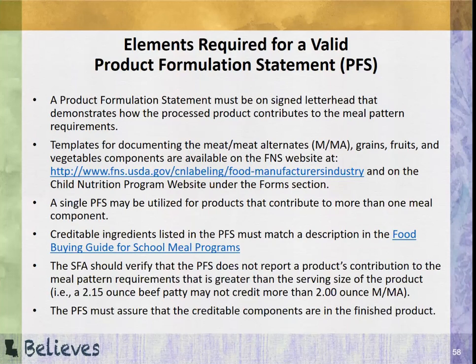Creditable ingredients listed in the product formulation statements must match a description in the food buying guide for the school meals programs. SFAs should verify that the product formulation statement does not report a product's contribution to the meal pattern requirement that is greater than the serving size of the product. So for example, a 2.15 ounce beef patty may not credit for more than 2 ounces of meat alternate, or sometimes it could be claimed as a 3-ounce credit. The product formulation statement must assure that the creditable components are in the finished product.